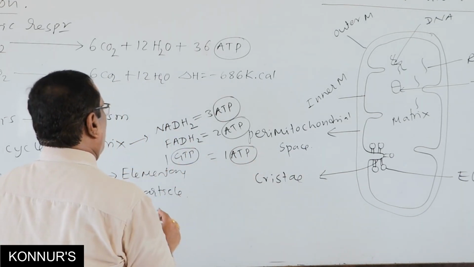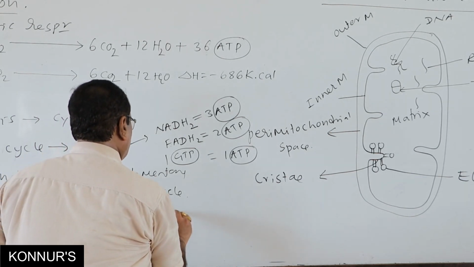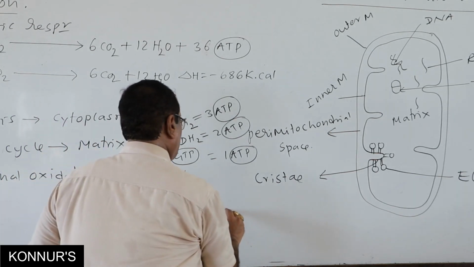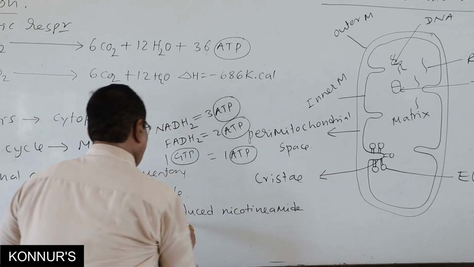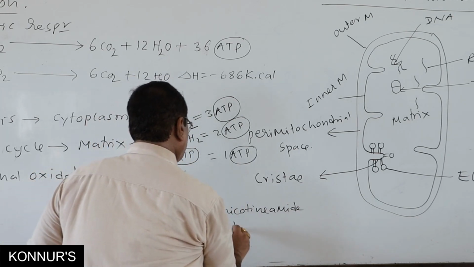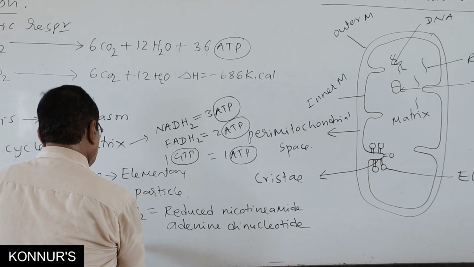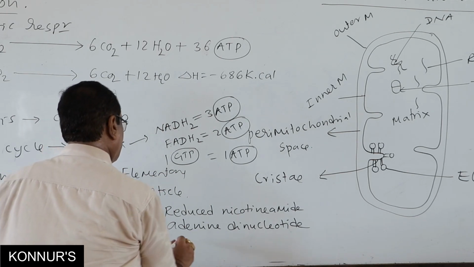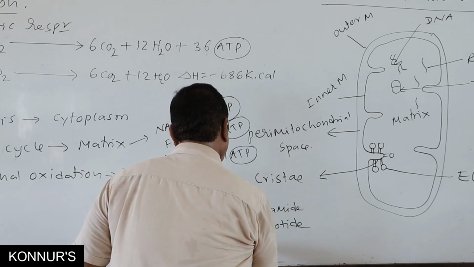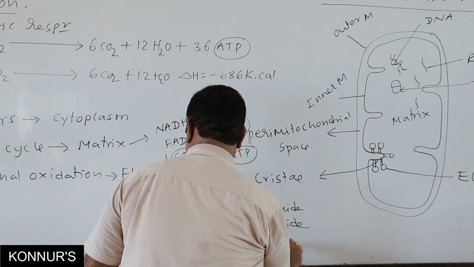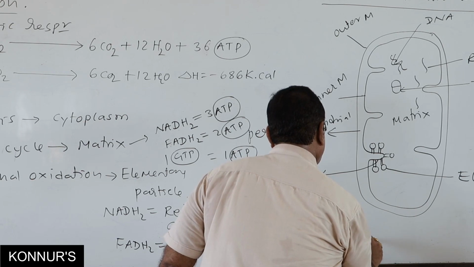As far as the long forms are concerned, NADH2 is reduced nicotinamide adenine dinucleotide, and FADH2 is reduced flavin adenine dinucleotide.